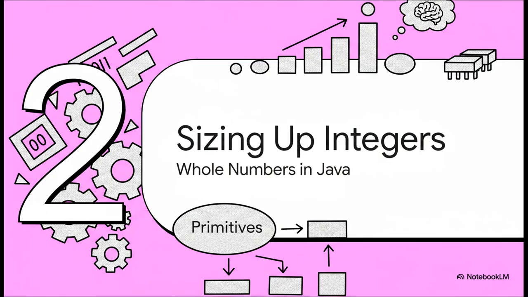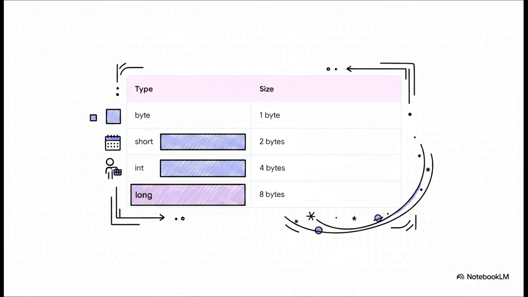Moving on to section 2, sizing up integers. Let's talk whole numbers in Java. When we're dealing with whole numbers, natural numbers and their negative counterparts, choosing the right integer type is entirely about being smart with your computer's memory.